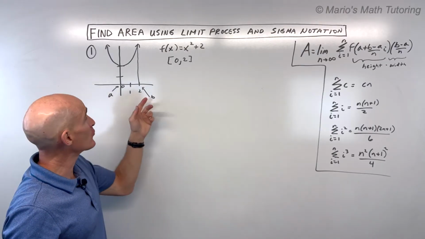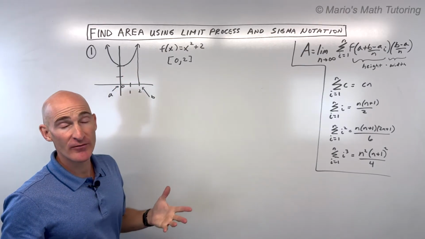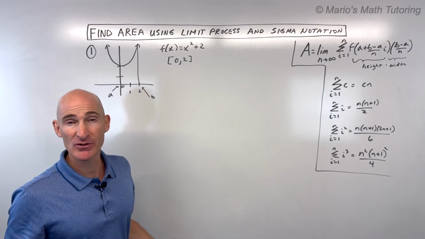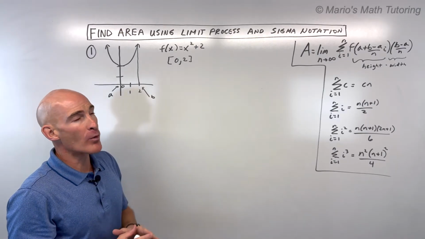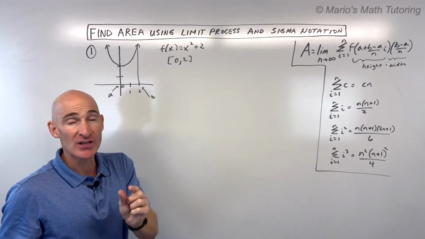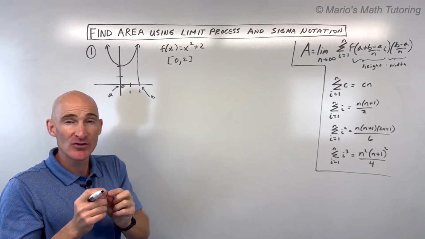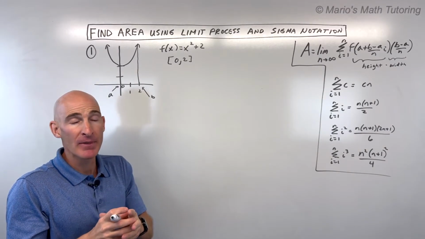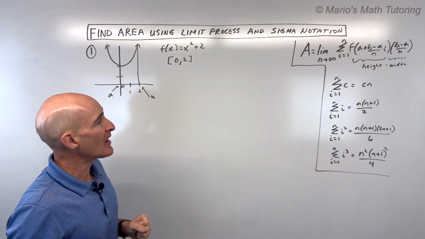Now, it's an irregular region. It's not like I can just use the formula for a triangle or a trapezoid or something like that. But what we're going to do is subdivide this into rectangles. We're going to find the area of those individual rectangles and add them up. Now, let's analyze this for a minute.